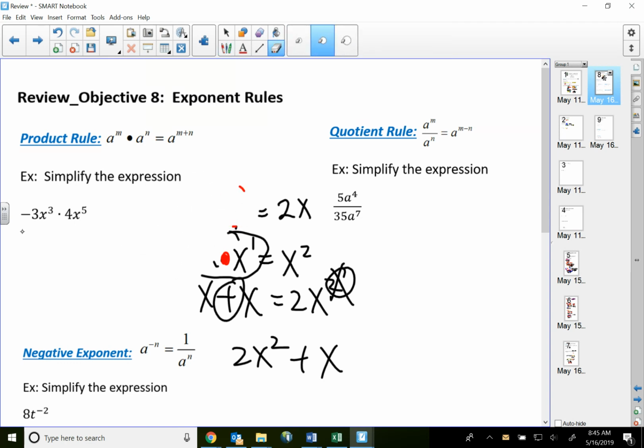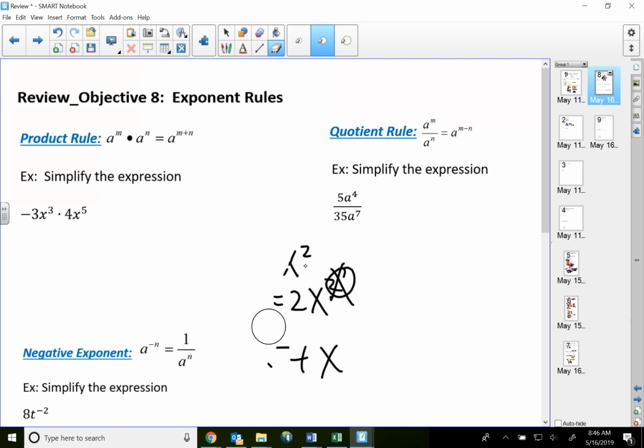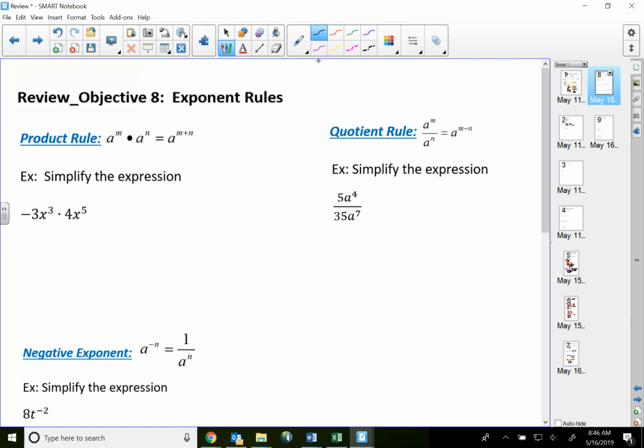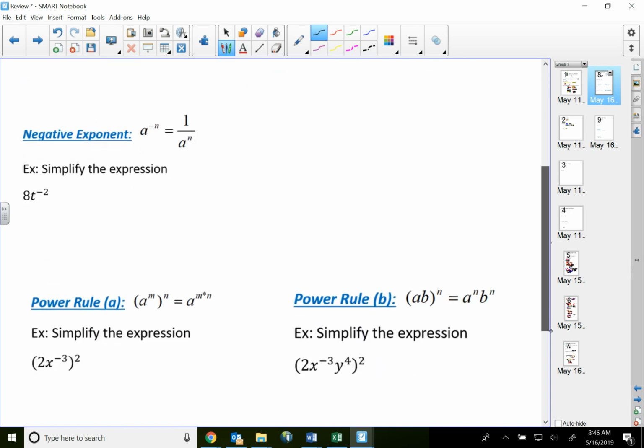So negative 3x to the third times 4x to the fifth, this is a multiplication. So this whole thing is only one term. So all we do is basically just multiply. The negative 3 times the 4 will give me negative 12. When the bases are the same and the bases are multiplying, we simply add the exponents. So that will be negative 12x to the 8. Don't go multiplying the exponents too. That will be incorrect. Multiplying exponents is the power rule that's written down here.